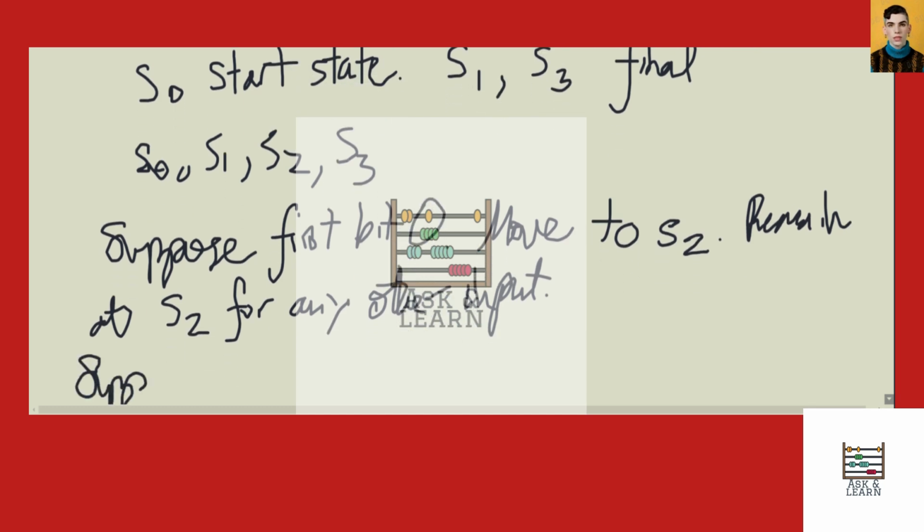Now, on the other hand, suppose that the first bit is not a 0, but a 1. Then we see that we'll want to move from S0, which is a non-final state, to a final state, which we could take to be S1, since 1 should be recognized.